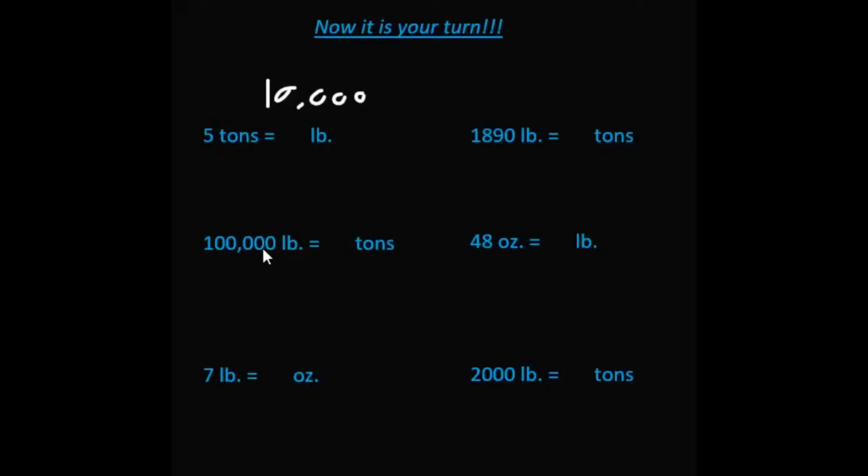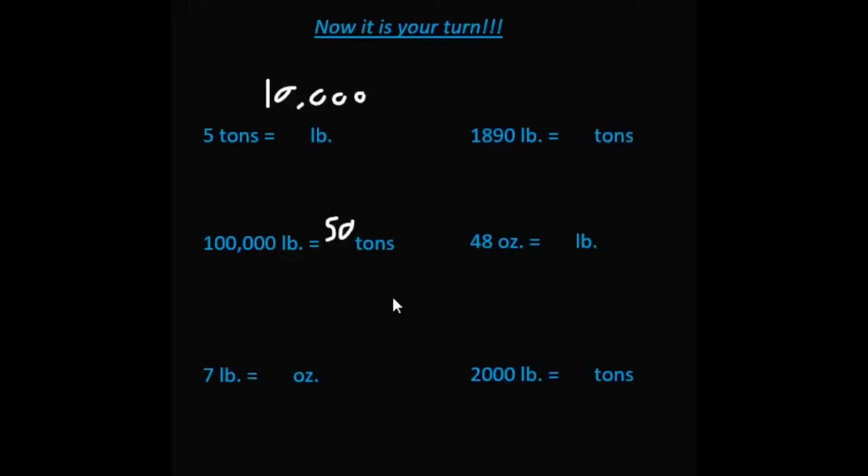So now we have 100,000 pounds equals how many tons? All we have to do here is half of 100,000 because it's divided by 2. So half of 100,000 is 50,000. Or 50, sorry. So this equals 50 tons.